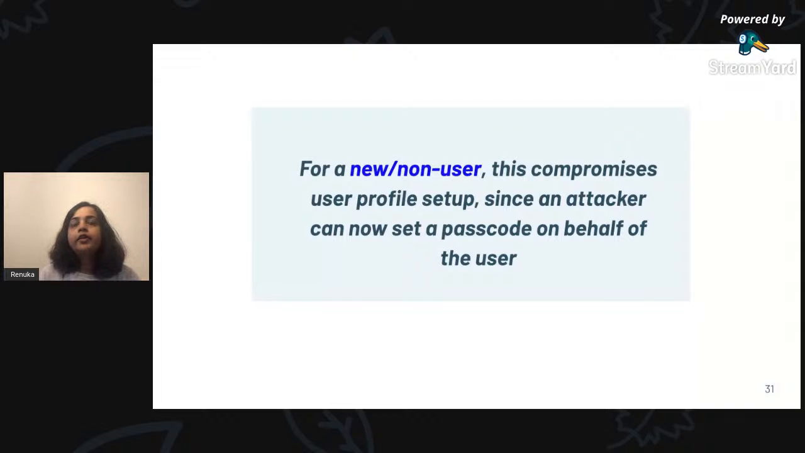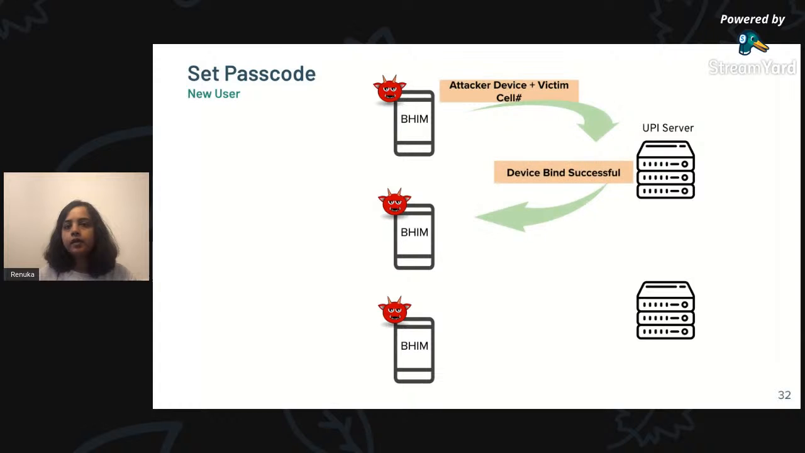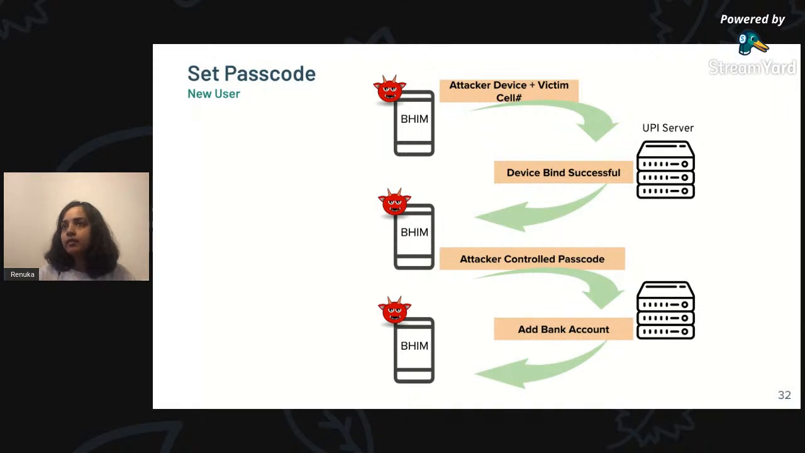That said, for a new user or a non-user of the UPI app, this binding essentially compromises the user profile setup, since for the setup to be compromised entirely, all the attacker requires is a passcode, which the attacker can enter on the user's behalf. So for a new user, how does this look? The attacker's device details are sent, the device binding is successful, at which point the attacker is prompted to enter the passcode. The attacker can simply enter an attacker-controlled passcode on behalf of the victim, at which point the UPI server prompts the attacker to add a bank account.